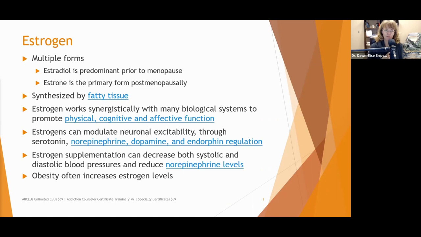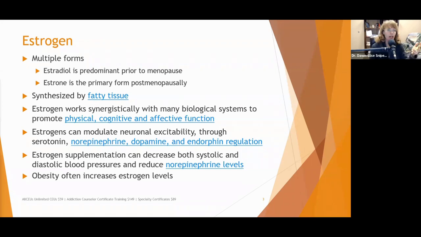My best friend is like that. She is itty bitty. She doesn't literally have an ounce of fat on her, I swear, which means her body's ability to produce estrogen is going to be different than mine because I tend to have a little more padding. It's important to know that for understanding or identifying when someone might have an estrogen imbalance or a sex hormone imbalance. Estrogen works synergistically with many systems to promote physical, cognitive, and affective functioning.